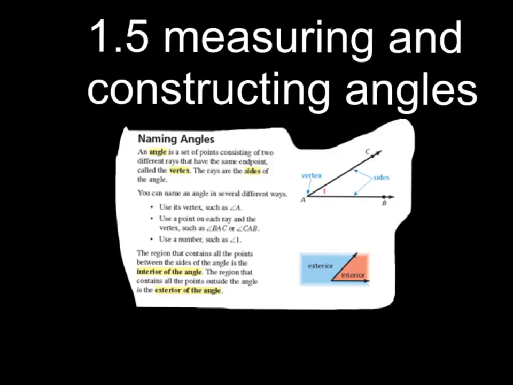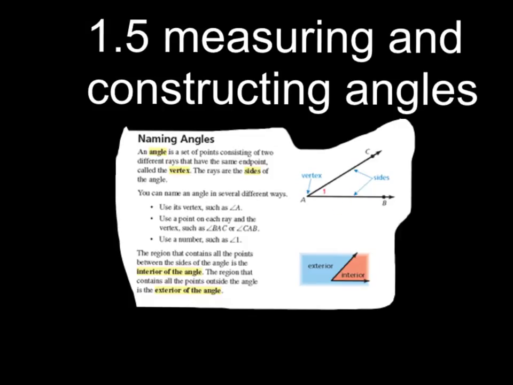So what you need to know is an angle is a set of points consisting of two different rays. So if you think of that, we have a ray that's right here that goes out this way, and then we have a ray that goes this way. When you put those together, they share the same endpoint. That's called the vertex. Okay, and then the rays are the sides. So this is side 1, or whatever you want to call it. This is side AC or side AB.